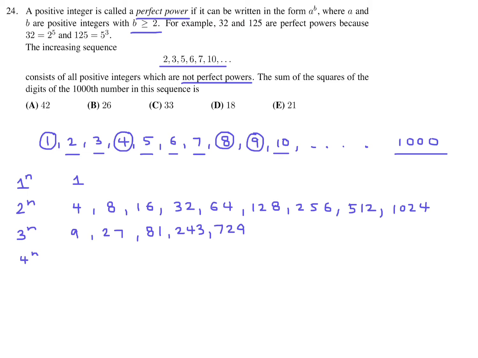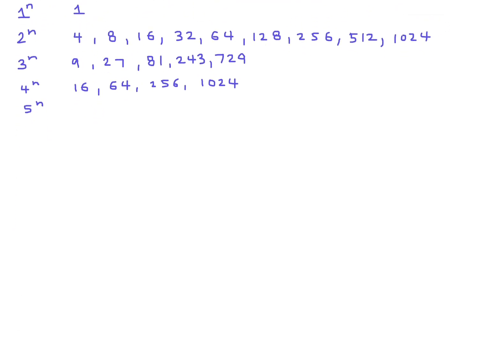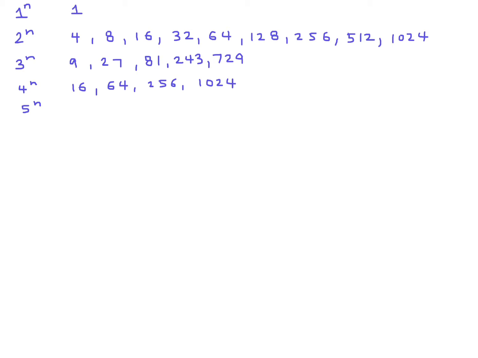4 to the power of n, 16, 64, 256, 1024, and I'll stop there. 5 to the power of n. We got 25, 125, 625, and then I'll just stop at that point. 6 to the power of n, 36, 216. I don't need to go further than that because that'll be quite a bit more than 1,000.